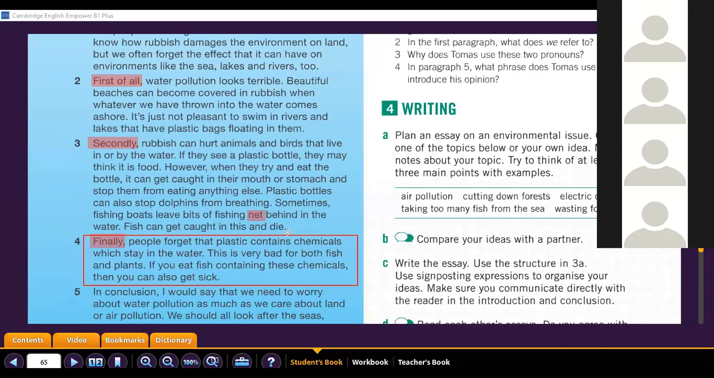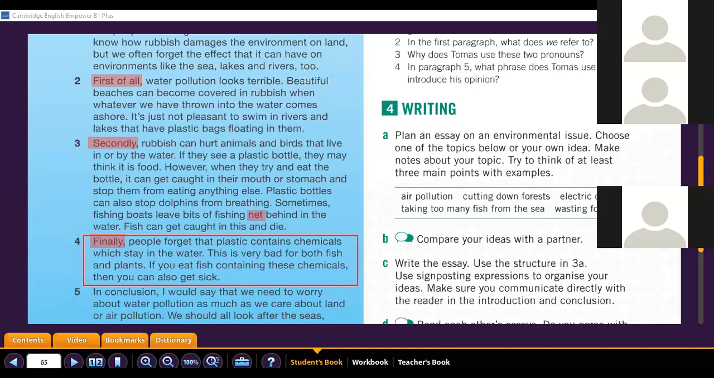Exactly. Aquí nos da a entender ya otro tema, ¿no? Seguimos al siguiente punto principal. La gente se olvida que los plásticos contienen químicos que se pueden quedar o pueden permanecer en el agua. Esto es malo tanto para los peces como para las plantas, ¿no? Además, si nosotros comemos o nos alimentamos de esos peces que ya han bebido el agua con químico, también podemos enfermarnos, ¿no? Then you can also get sick.